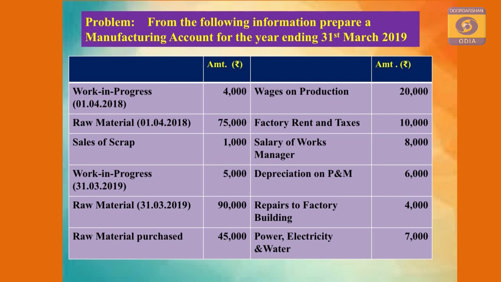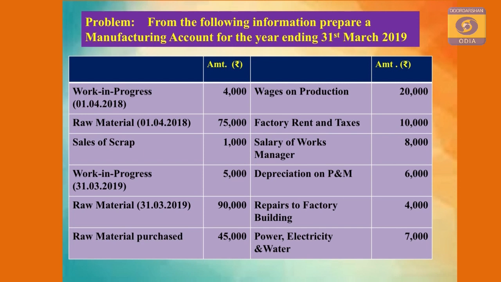Then you are given work in progress on 31/3/2019, that is closing work in progress. The amount is 5,000. Then we have raw material on 31/3/2019, that means it is the closing stock of raw material, that is 90,000. The next item given to us is raw material purchased during the year, that is 45,000. Other information given to us is wages on production. Wages on production provided to us is 20,000.